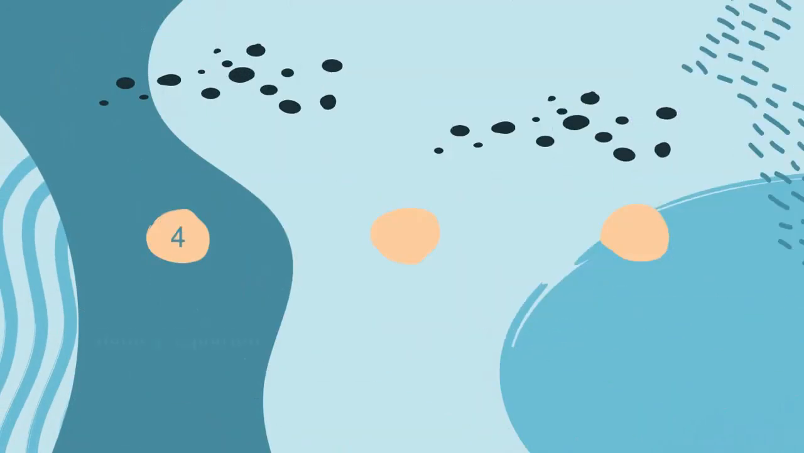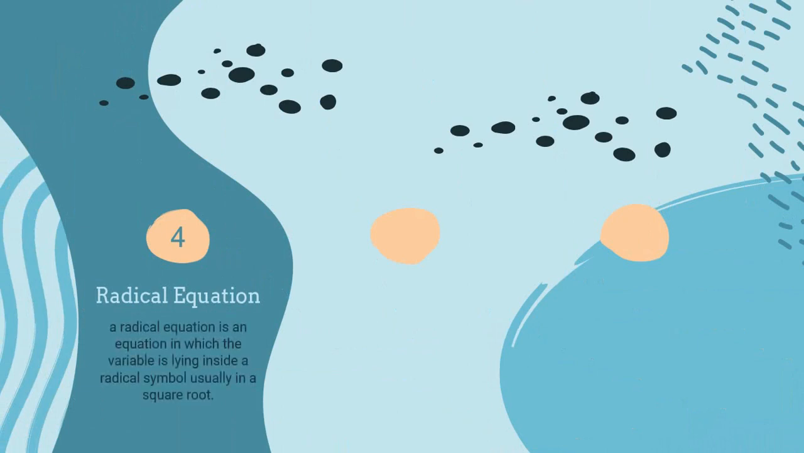4. Radical equation. A radical equation is an equation in which the variable is lying inside a radical symbol, usually in a square root. Example, x to the power of 1 over 2 plus 14 equals 0.